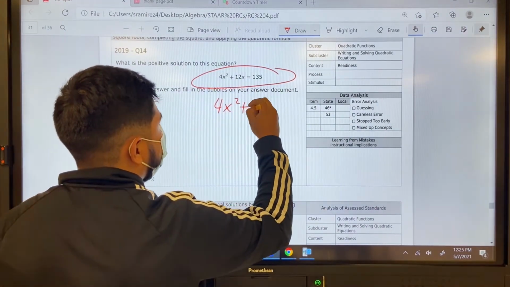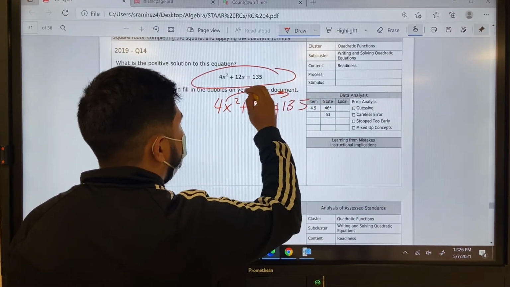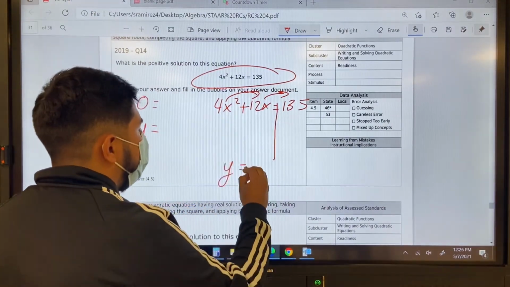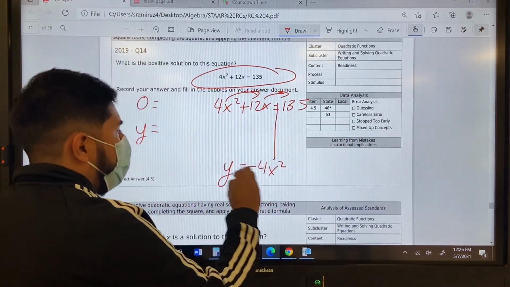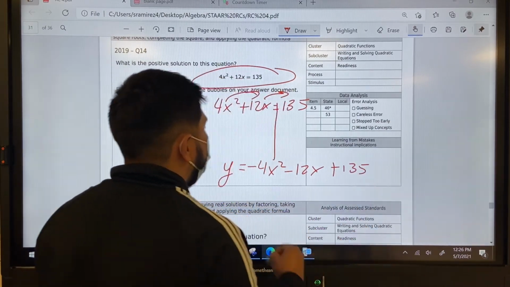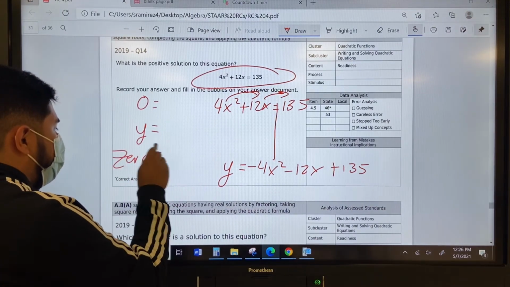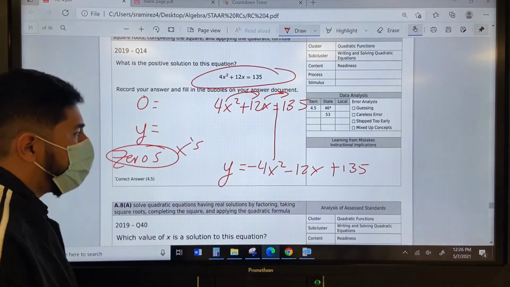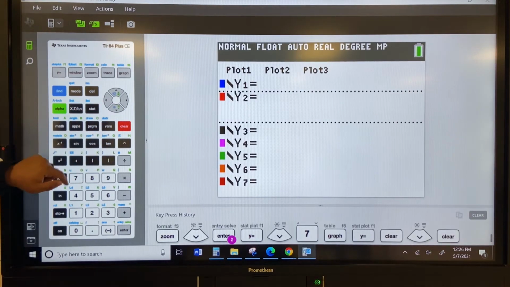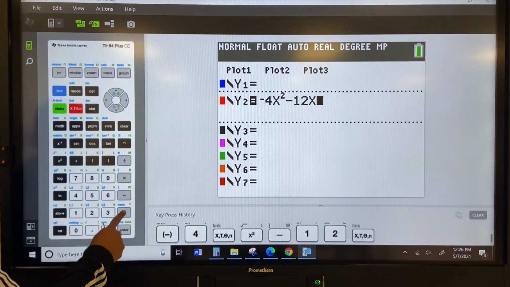4x squared plus 12x equals 135. Throw it over, throw it over. So now my new thing is y equals negative 4x squared minus 12x plus 135. Graph it, and then you look at the zeros, my x's. Let's do it. Y equals negative 4x squared minus 12x plus 135.